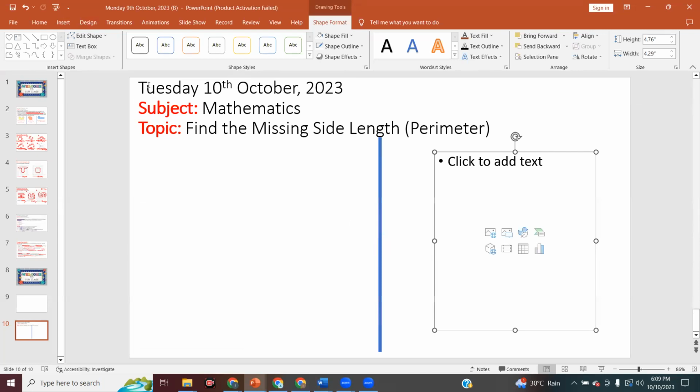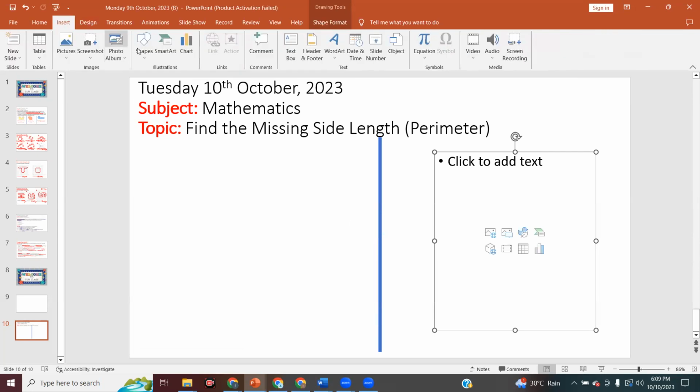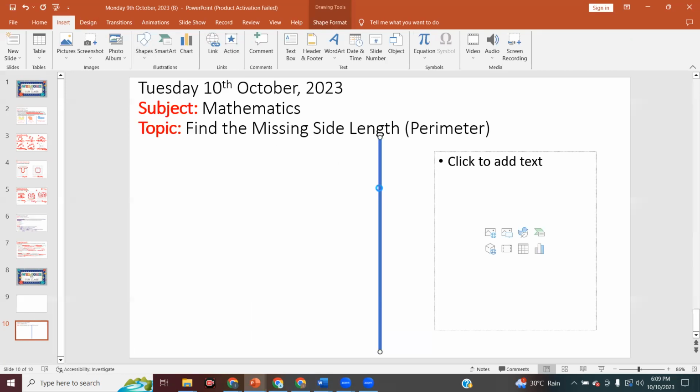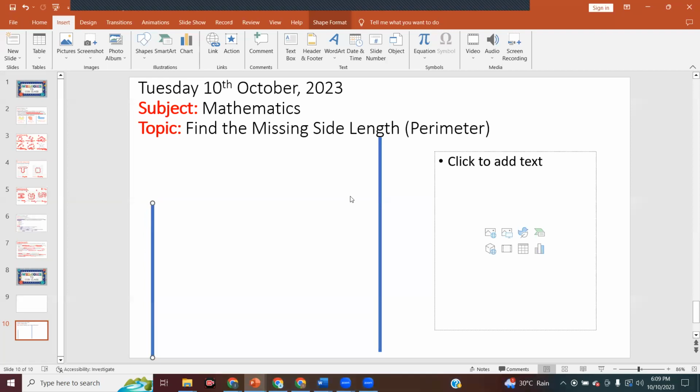So construct this shape for me, please. Let me see if we could make up a shape. Let me use this. Please use a ruler. It's very important that you use a ruler when you're constructing these shapes. So let's say we have something like this.